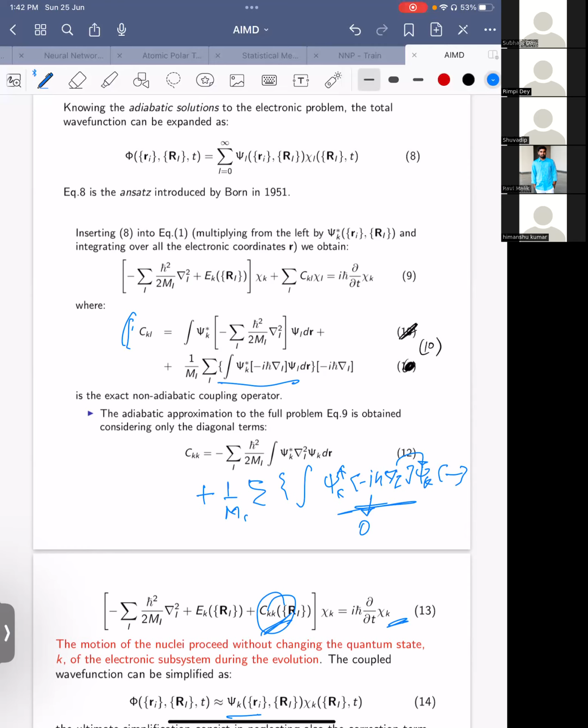Okay. So we impose that condition that psi is an eigenfunction of this energy operator, the kinetic energy operator. Yes. Okay. Any other questions?